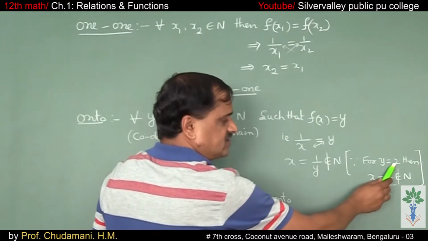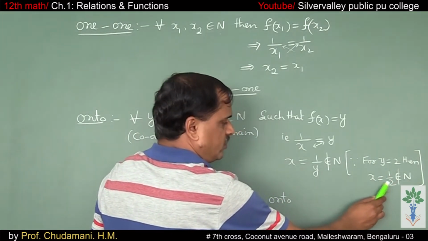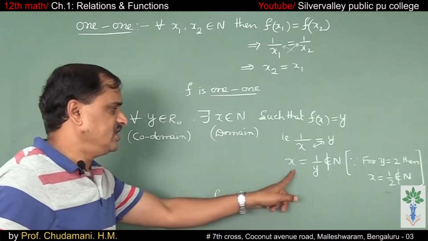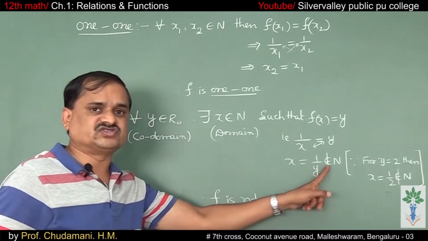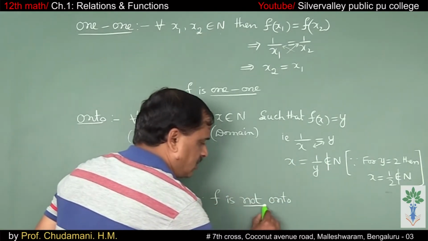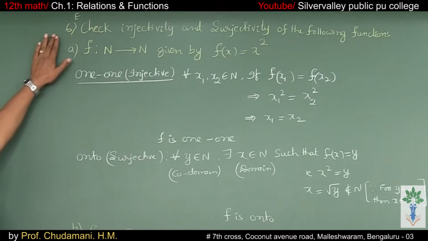So if I take y equal to 2, x equals 1 by 2 is not a natural number. So that means x equals 1 by y does not belong to N. Therefore, f is not an onto function. Sixth one, an exercise question.